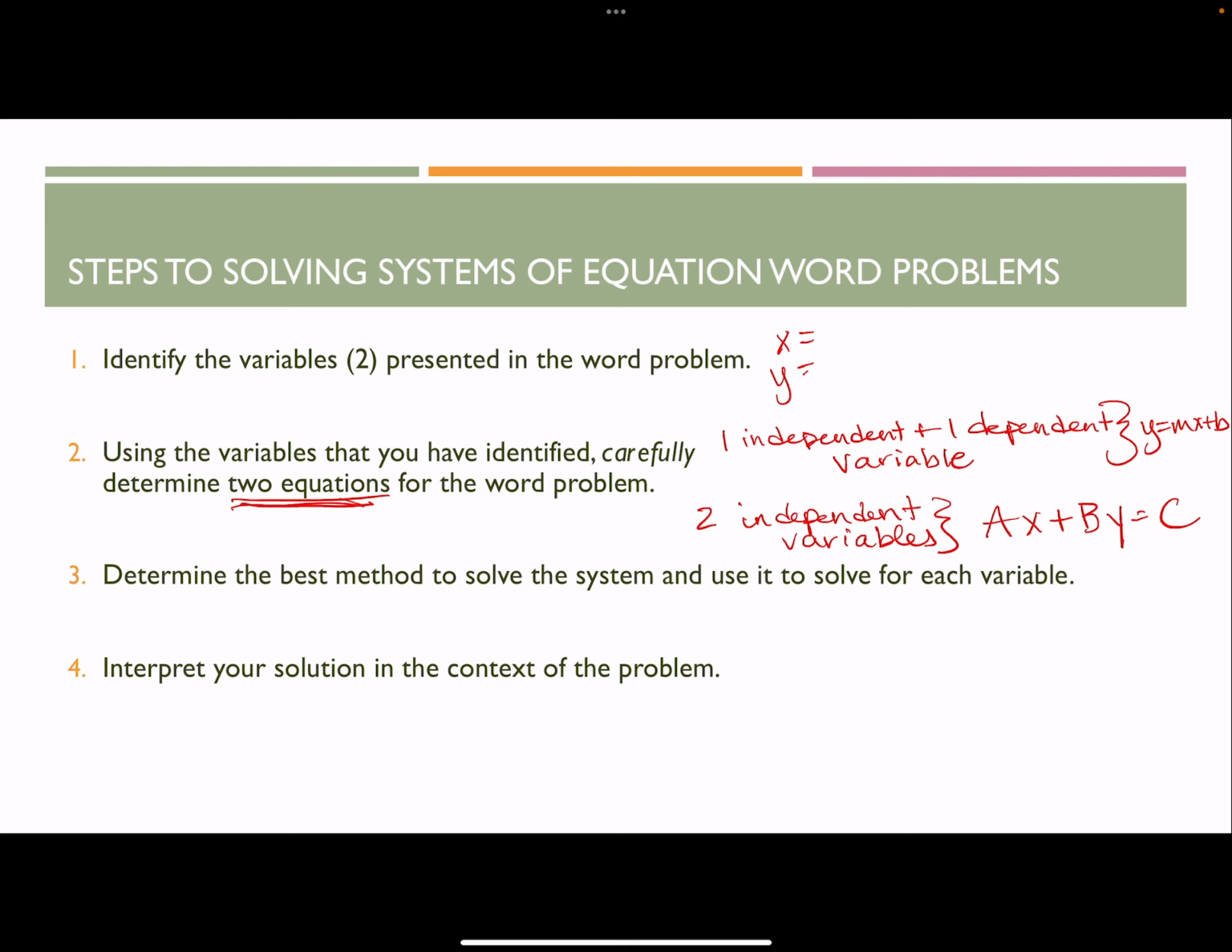After you have your system of equations written, you're just going to solve the system, and you can use either elimination or substitution, whichever one you prefer. You're going to solve for x, you're going to solve for y. You're going to write your answer as a point, x comma y, like we always do. And then finally, the last step, you're going to interpret your solution in the context of the problem, meaning you're going to write a sentence.